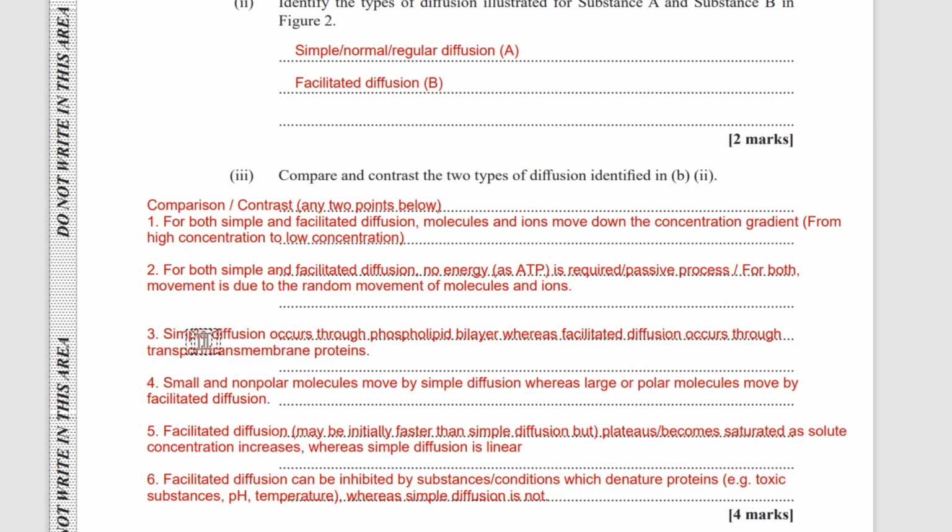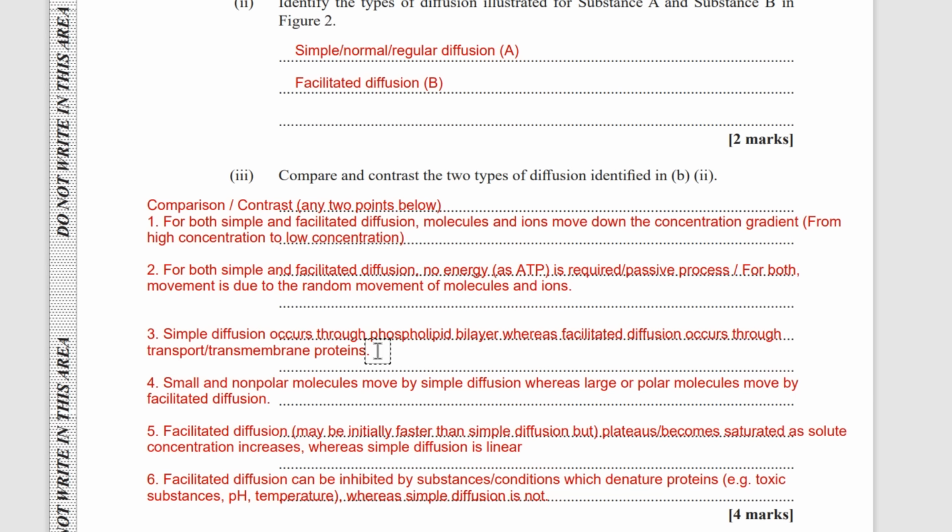3. Simple diffusion occurs through the phospholipid bilayer, whereas facilitated diffusion occurs through transmembrane transport proteins. With simple diffusion, usually the molecules are really small, like carbon dioxide. That's basically just a carbon and two oxygens, and it could pass through the lipid bilayer very easily. Because it's small, it's kind of like a fence, and small things could pass through that fence, right?